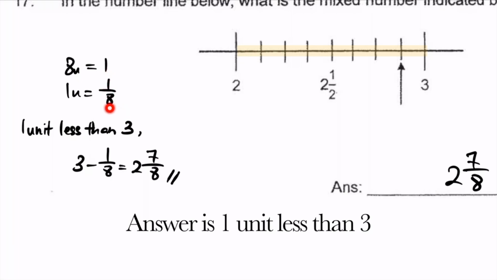1 divided by 8. The question, the arrow here is pointing to this space here, which is 1 unit less than 3 wholes. Since we know 1 unit is 1/8, our required fraction is 3 wholes minus 1/8, less than 3. So that's 3 minus 1/8, giving us 2 and 7/8.